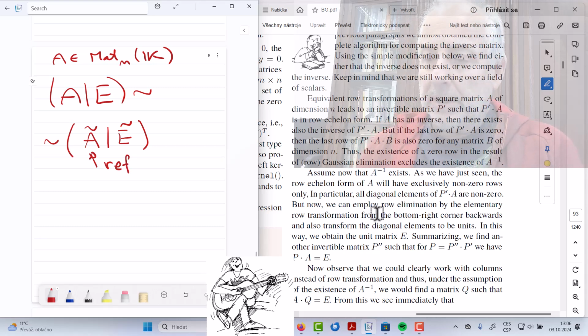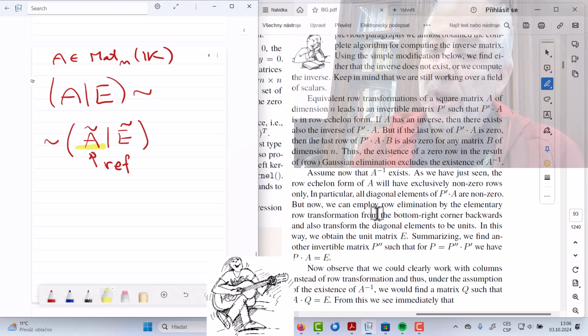And so what we then can look at is the last row. If the last row happens to be 0, then the inverse matrix can't exist, because it means that the image of the mapping given by A is not the whole K^n. And so the inverse can't be defined, so it can't exist, right? So it can't work.